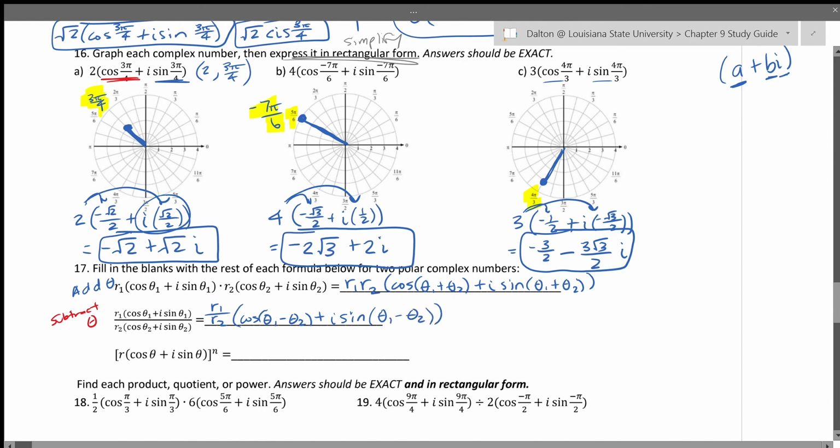So both of these are exactly the same, except in multiplication, you multiply the r's out front. In division, you divide the r's out front. In the multiplication, you add the two angles. In division, you subtract the two angles.